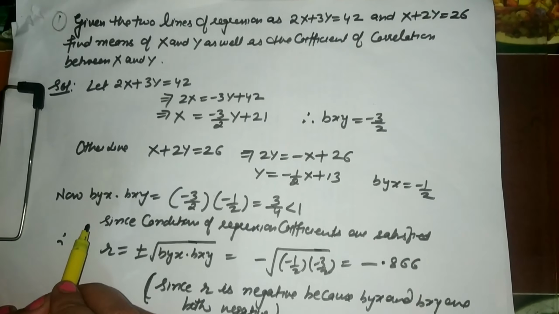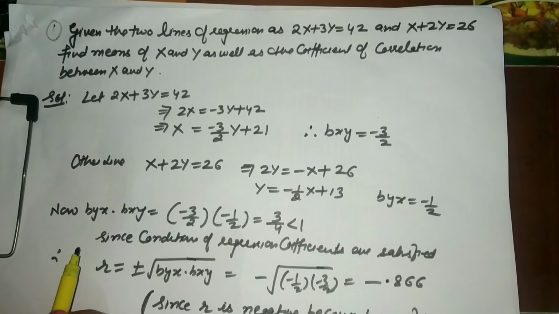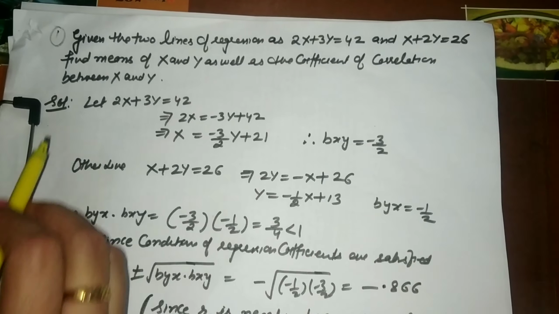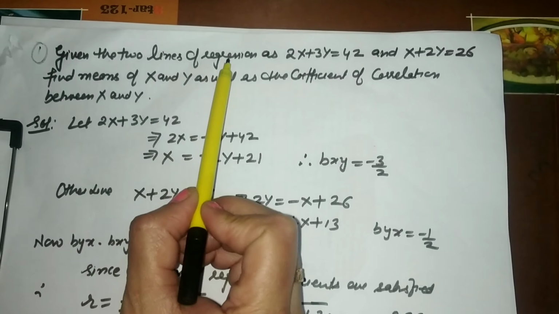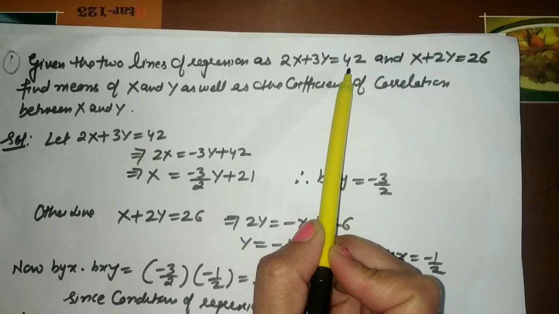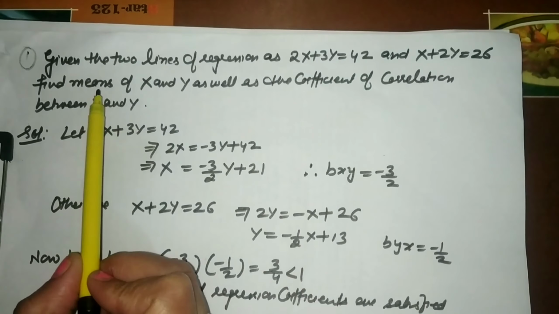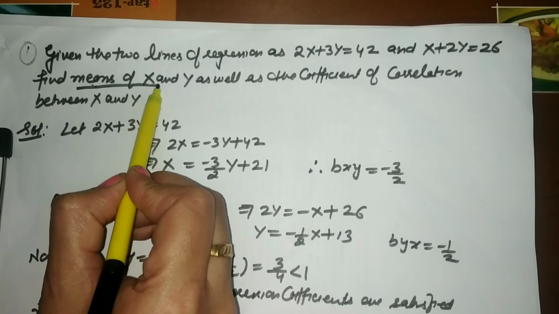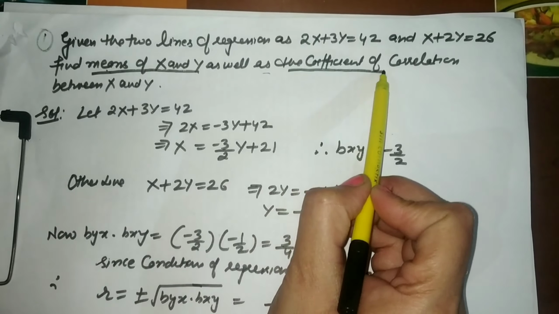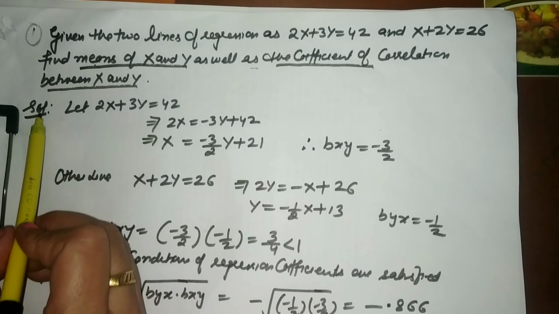Good morning, dear friends. Today I will discuss the illustrations of regression analysis. That means how we have to find the means if two equations are given and how we have to calculate the coefficient of correlation between x and y. So, illustration: given the two lines of regression as 2x plus 3y equal to 42 and x plus 2y is equal to 26. Find means of x and y. Actually, we have to calculate the means as well as the coefficient of correlation between x and y. So, how will we calculate?